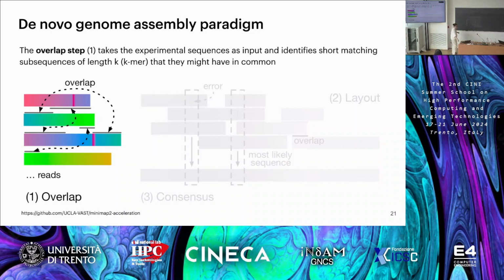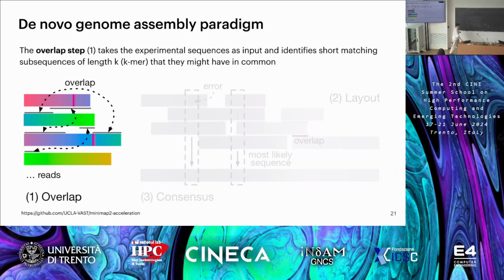Because the idea is that if you have one sequence and you know that they overlap here through this seed, then maybe you know that these two sequences overlap here, and then you can reconstruct by using this overlap as bridges. Does it make sense? Okay. And this is the step that we are going to focus on today.